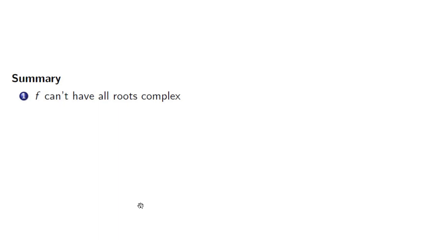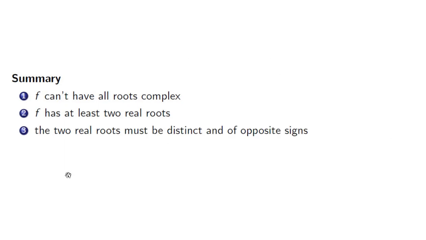Let us summarize what we have discussed so far. First, f can't have all the roots complex. Second, f has at least 2 real roots. And third, the two real roots of f must be distinct and of course of opposite signs.